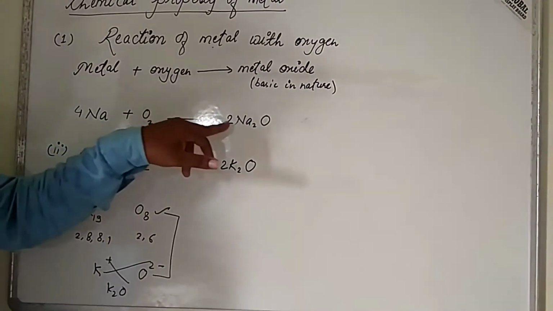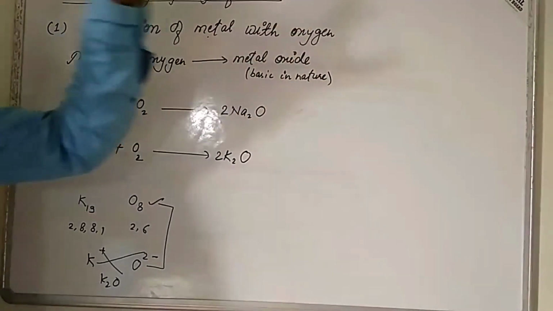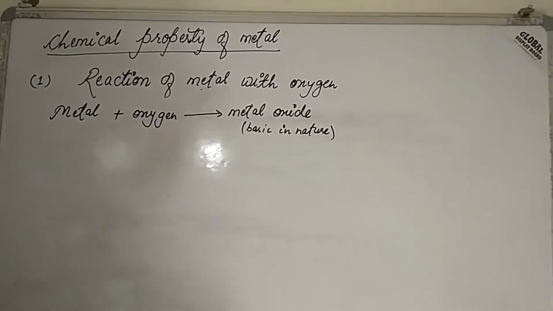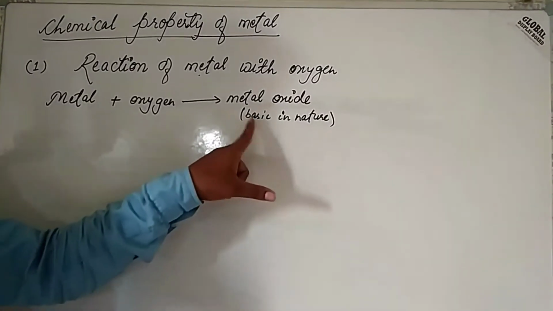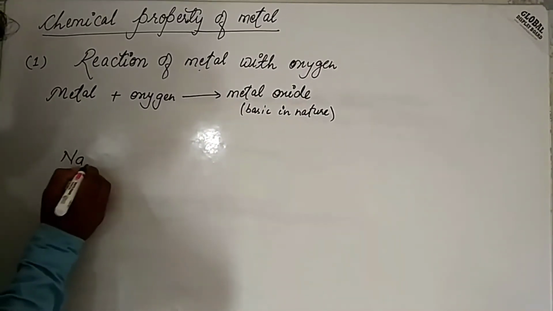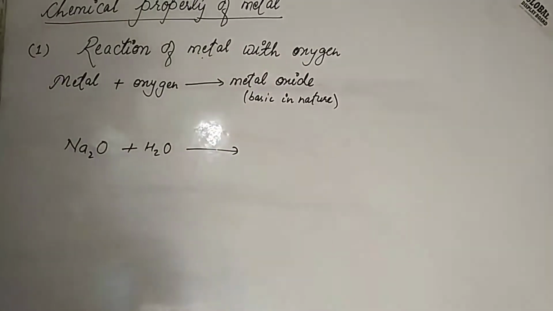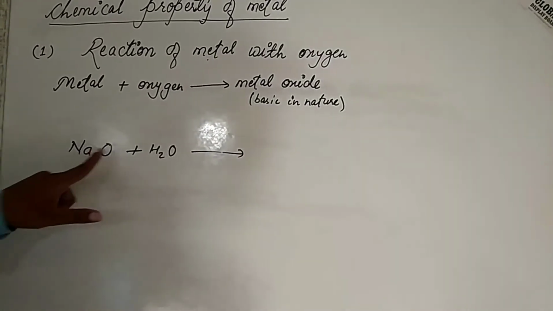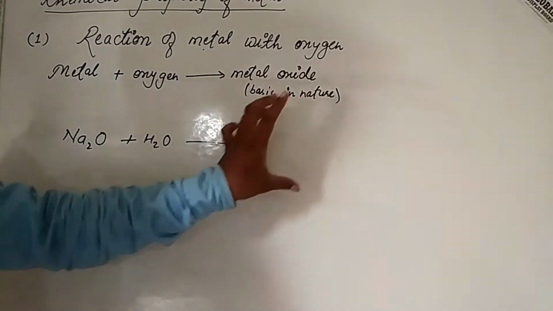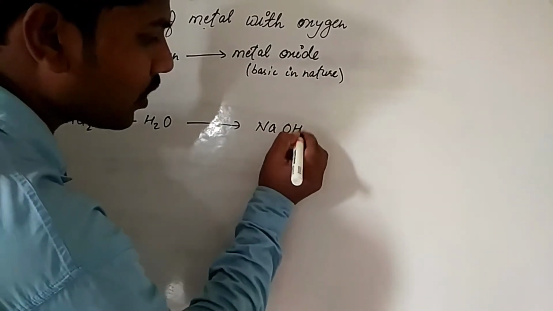Clear? How does this metal oxide show the characteristic of being basic in nature? Okay children, we will see how the metal oxides show basic nature. See this example, children. When a metal oxide like sodium oxide dissolves in water, it always forms the metal hydroxide. Clear children? Means sodium hydroxide.